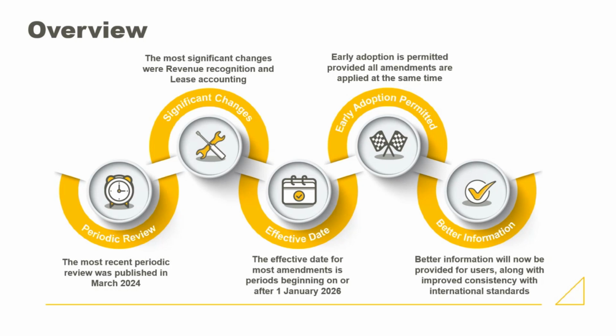Now, the FRC's aim with these periodic reviews is really to enhance quality and reporting in the UK, to provide users of the accounts with more useful information. But not only that, it's about providing greater consistency with IFRS, which in turn will reduce GAAP differences and provide greater comparability across company reporting in the UK.